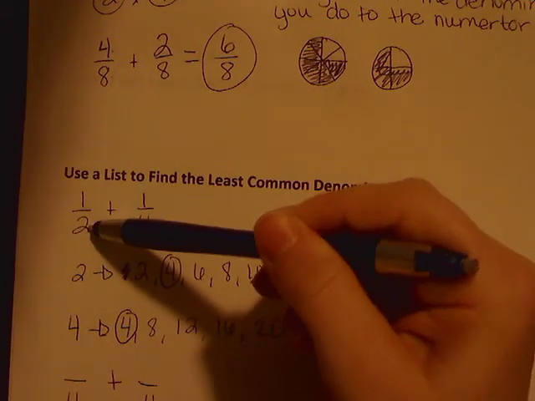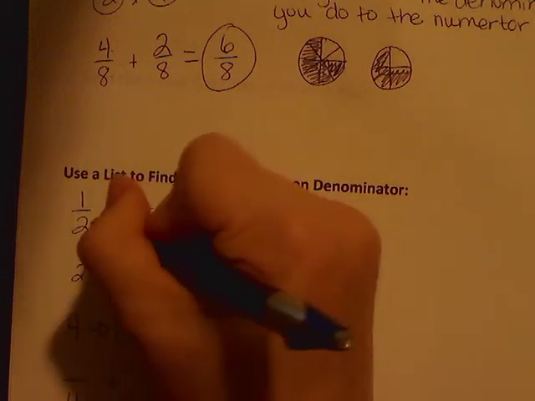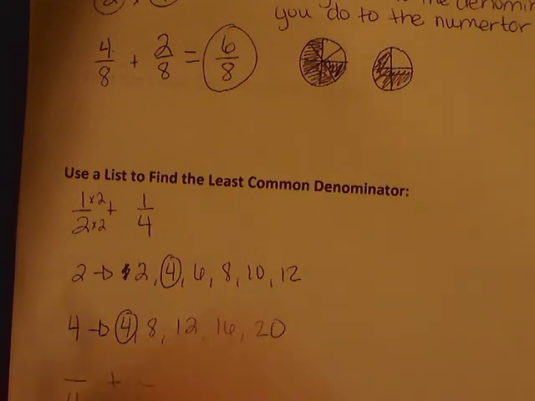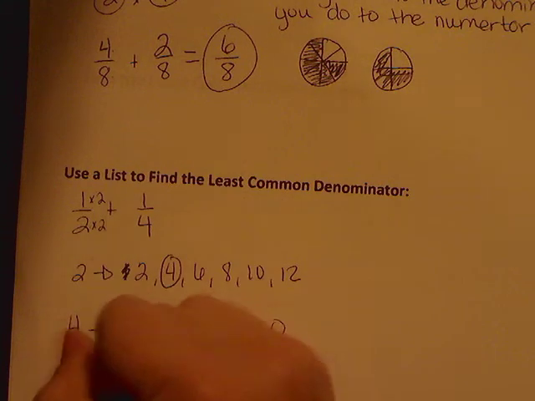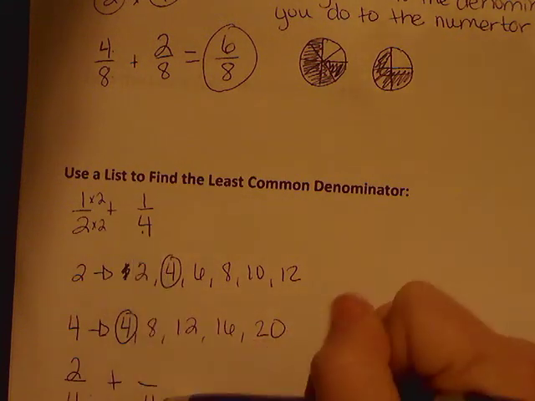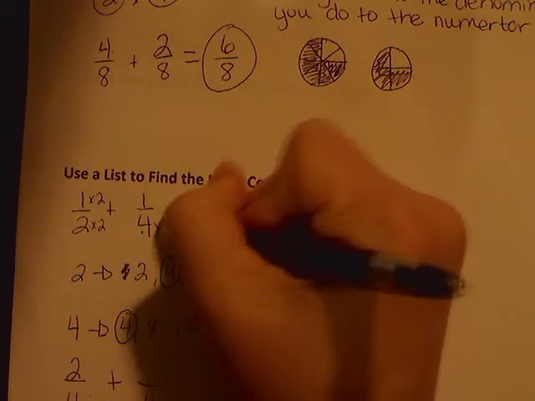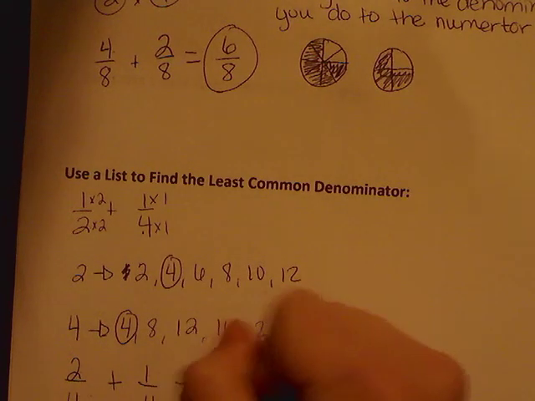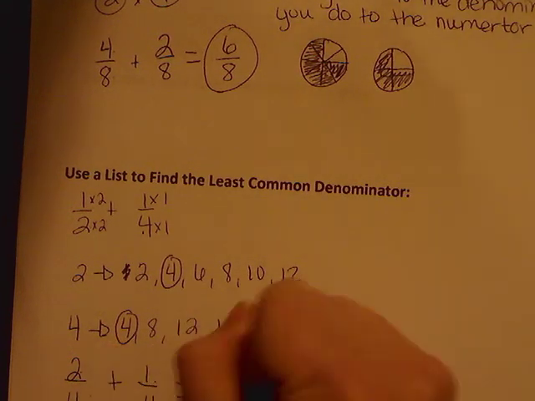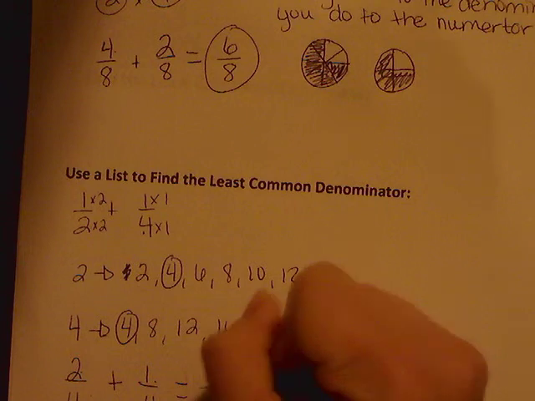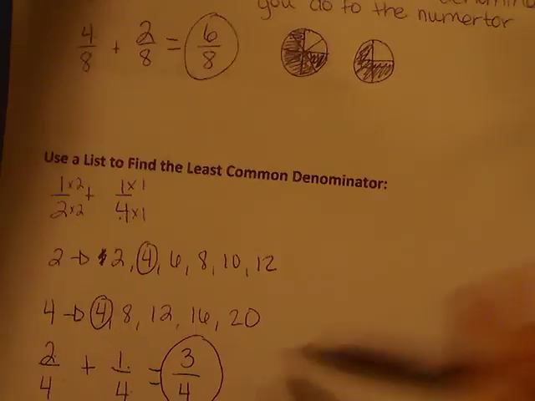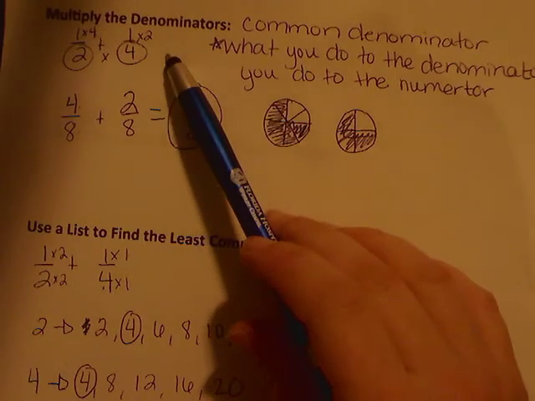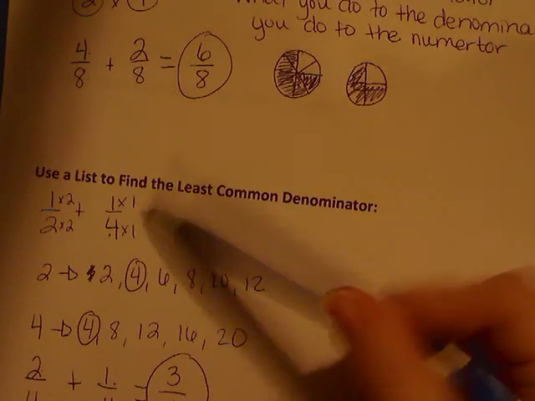So what did I multiply 2 by to get 4? Well, I know that 2 times 2 equals 4. So what I do to the bottom, I have to do the top. So 1 times 2 equals 2. So then 4 times what equals 4? Well, 4 times 1. That means I multiply the top by 1. 1 times 1 equals 1. So I'm going to add those together. 2 plus 1 equals 3. 3/4 is my answer.